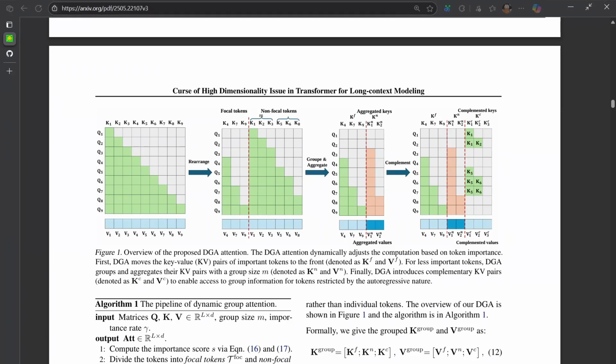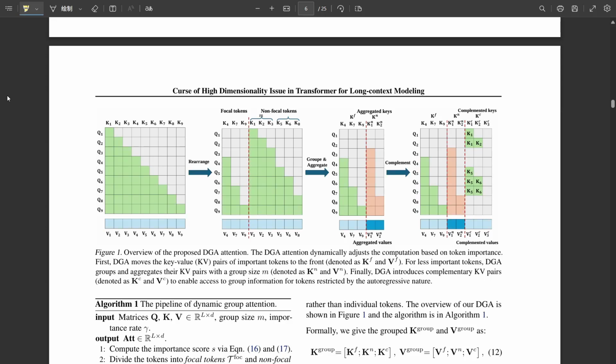And how does it decide? What makes a token focal? It calculates an importance score for each token, usually based on things like how much attention it has received recently. Equations 16 and 17 detail one way to do this quickly. This score then drives the token categorization. The sequence gets split dynamically into 2 sets.